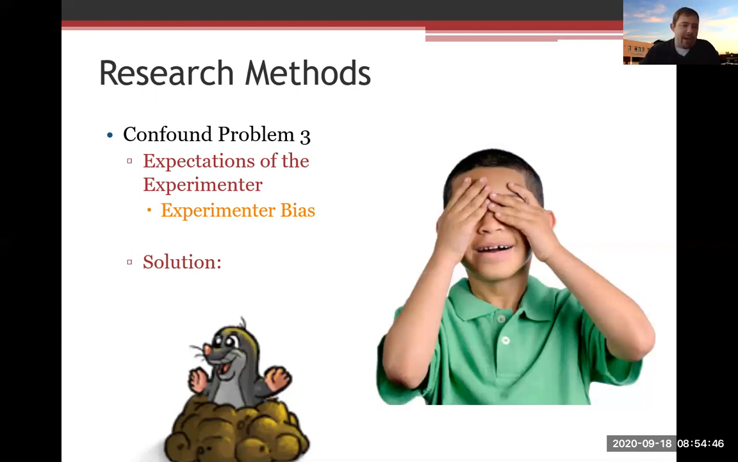So double blind now, we still have the single blind in play. The participants still don't know who is in the experimental group and who is in the control group. But now the experimenter doesn't know either. And so the experimenter is running all the data, they're interacting with participants, and they don't know which group the participants are in. This is where we want to avoid things like, let's go back to that antidepressant study again.